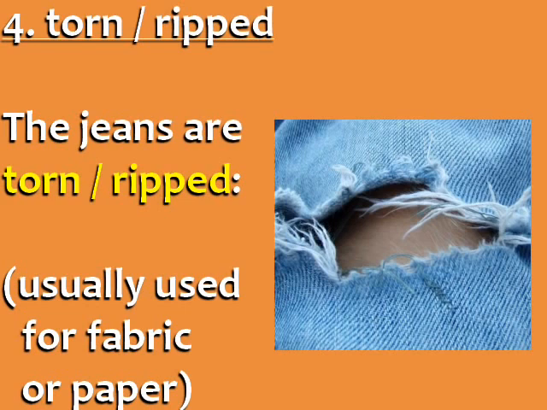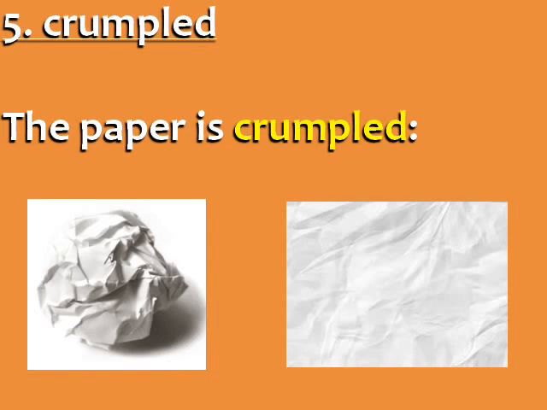Number 4. Torn. Ripped. The jeans are torn or ripped. Torn and ripped are usually used for fabric or paper. Number 5. Crumpled. The paper is crumpled. This word is typically used only with paper.